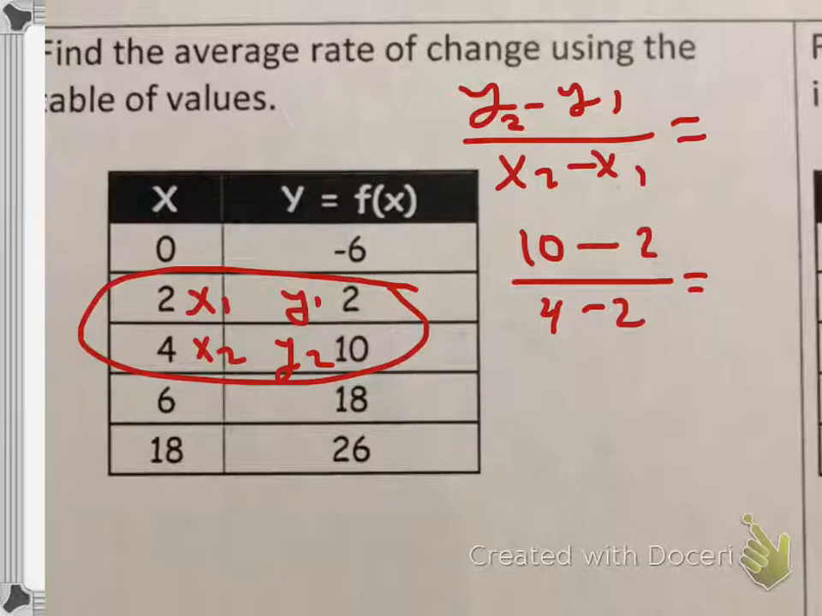Then it's just simple arithmetic. You can plug that in your calculator the way it is and let it spit out an answer to you. On the top, we get 8. On the bottom, we get 2. So 8 over 2 is 4. If you're asked to find the average rate of change for the entire table of values, you can just pick 2 of them and find the average rate of change, the slope, okay?